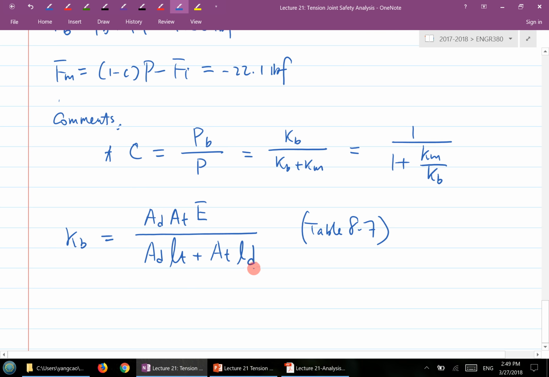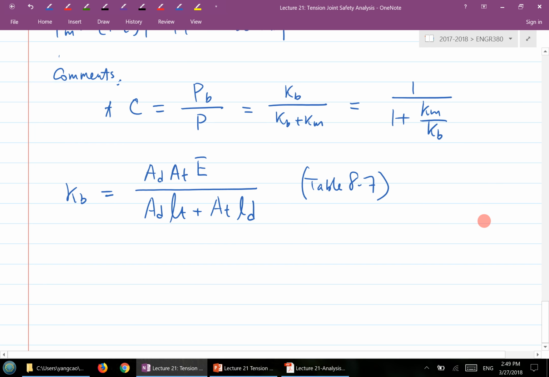So bottom line is the length. If you can modify the lengths Ld and Lt, you will be able to modify the Kb value, and the change of Kb value will change the C value, and that will result in the portion of the load changing. Yeah, so there's another important parameter called the grip.